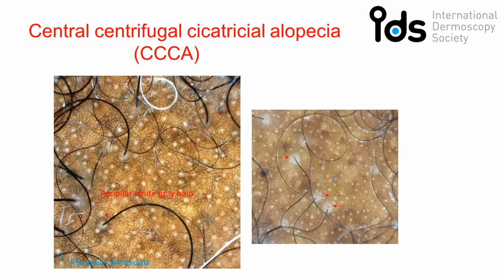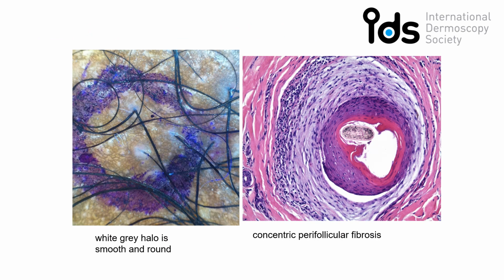What about CCCA? We have a peripilar white-gray halo. Of course, look for drop of follicular units, follicular dropout, that's the main feature. And then we have this peripilar white-gray halo surrounding the emergent hair shaft. We have pinpoint white dots, which are basically the openings of the small follicles and the glands on the surface. The white-gray halo is smooth and round and corresponds to concentric perifollicular fibrosis.